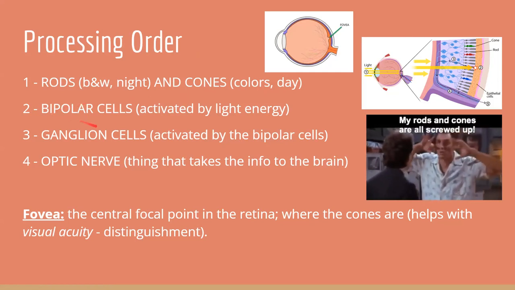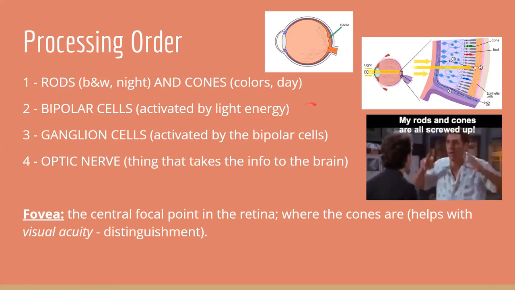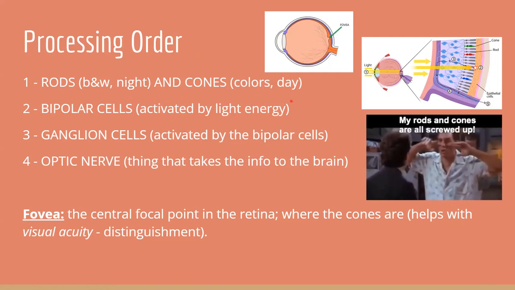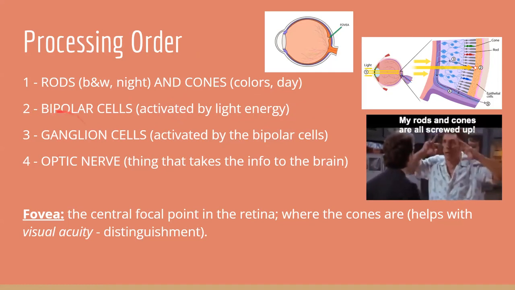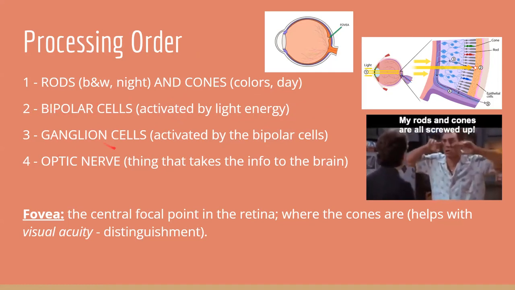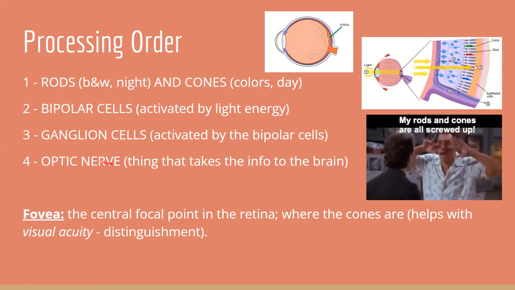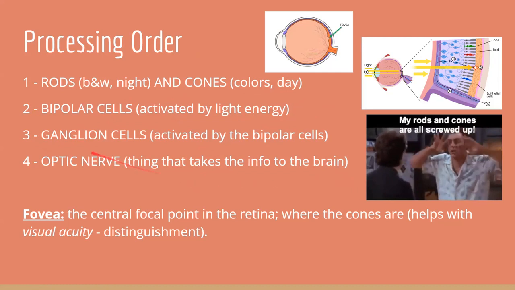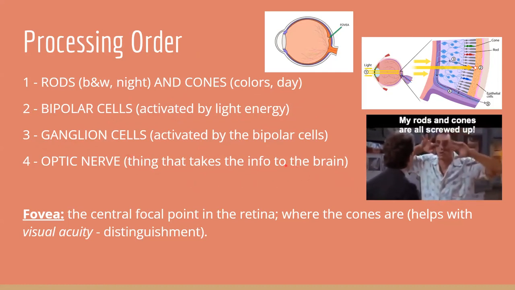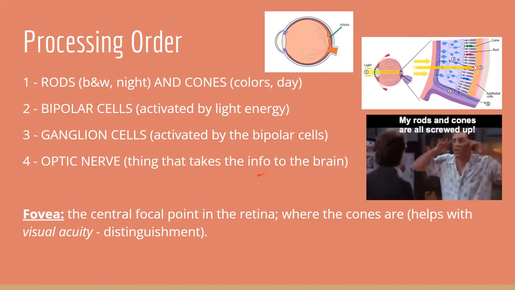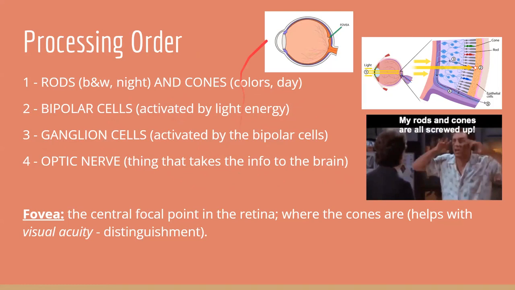Then it goes to your bipolar cells, which are activated by the light energy that enters. These bipolar cells then activate something called the ganglion cells. After that, it goes to the optic nerve. And like I said, then it goes to the visual cortex, which is part of the occipital lobe. Then it goes to the frontal lobe, and there you go. The fovea, you see right there, that's where it is.